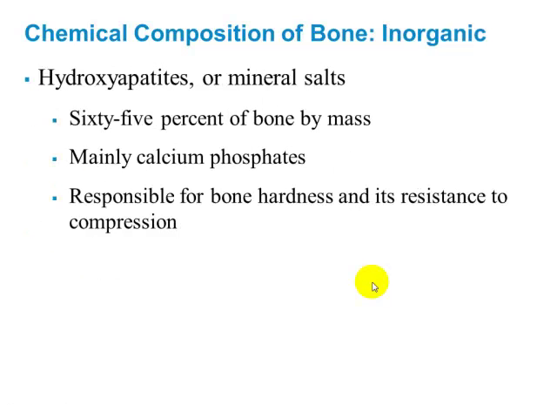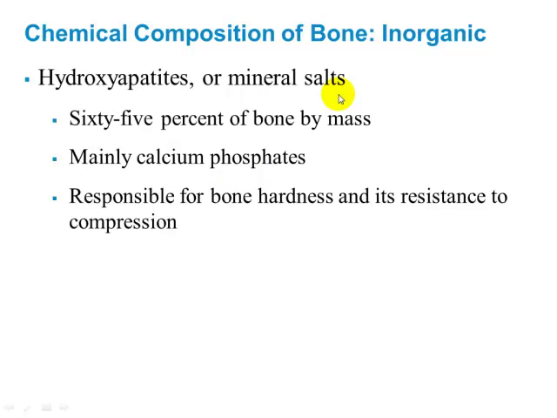The inorganic component of bone matter, this is where we see that mineralization. So we have mineral salts, also called hydroxyapatites. This is really about 65% of the mass of bones. Most of it is going to be calcium phosphate. Now, we said this is a mineral salt.